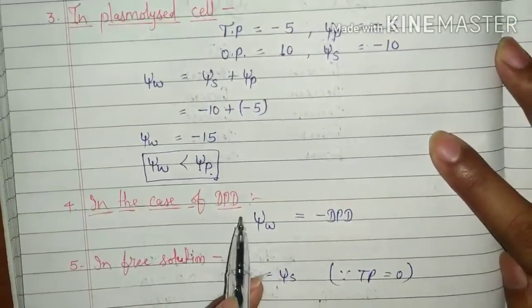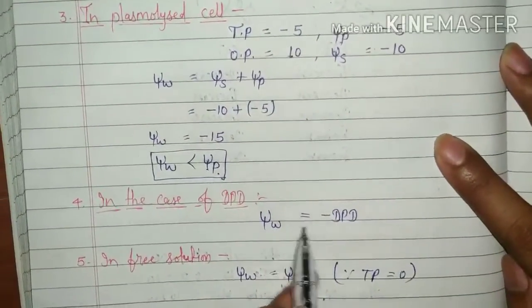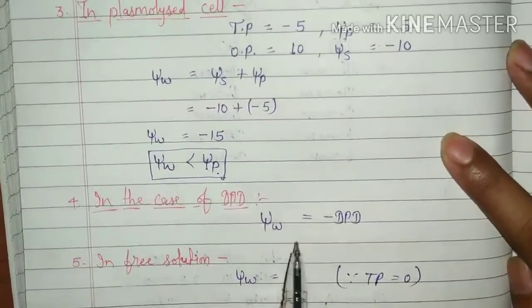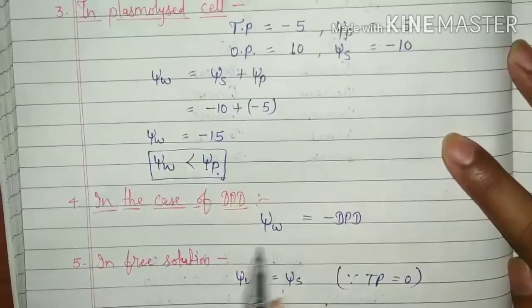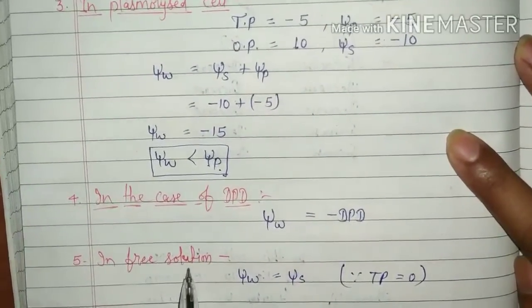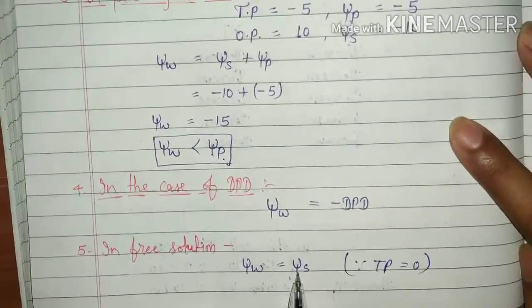Fourth case, in the case of DPD, diffusion pressure deficit, water potential is equal to minus DPD. Fifth, in a free solution, water potential is equal to solute potential because turgor pressure is 0.